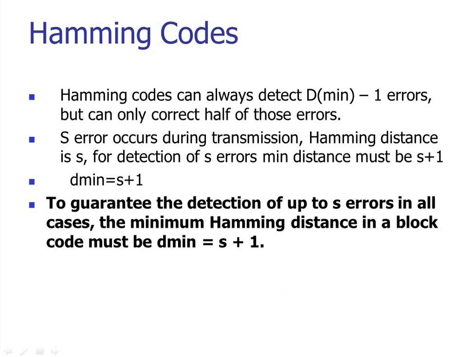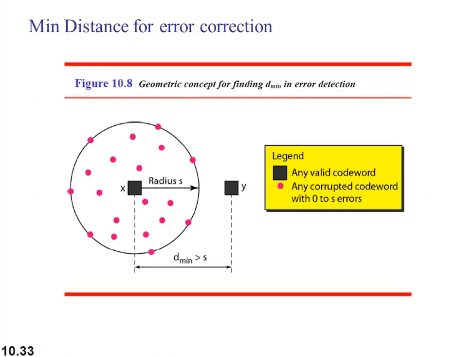If you want to detect 2 errors, then your d min should be equal to 3. If you want to detect 4 errors, then your d min should be equal to 5. That you need to consider. So to guarantee the detection of up to S errors, d min equals S plus 1. So this is how you can calculate. If d min is greater than S, you can easily detect S errors.